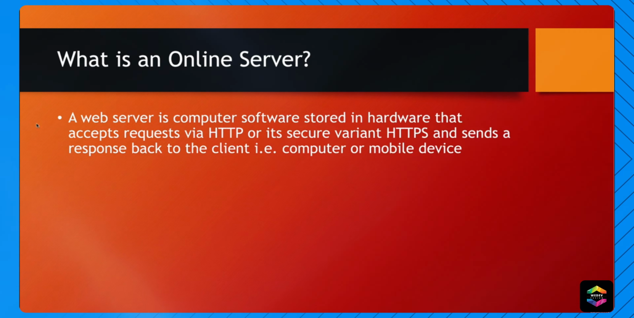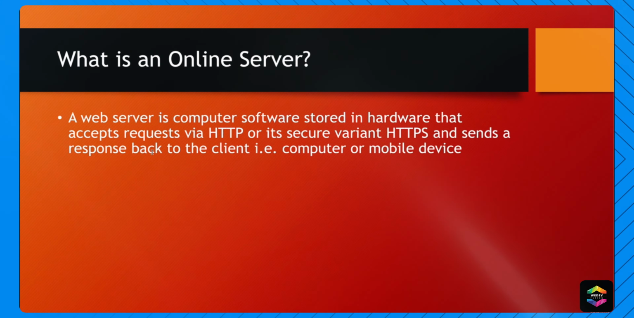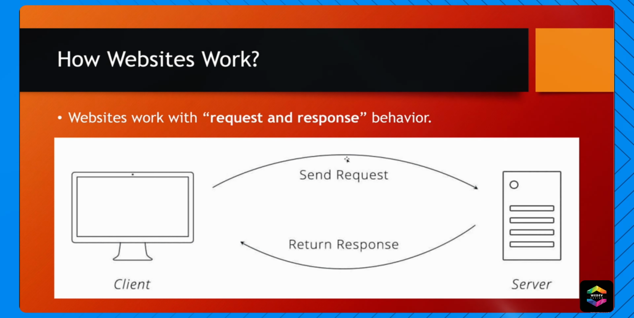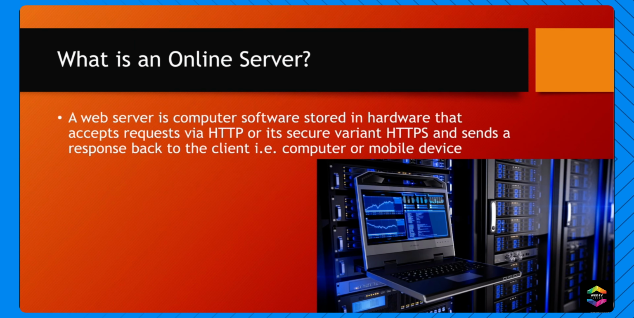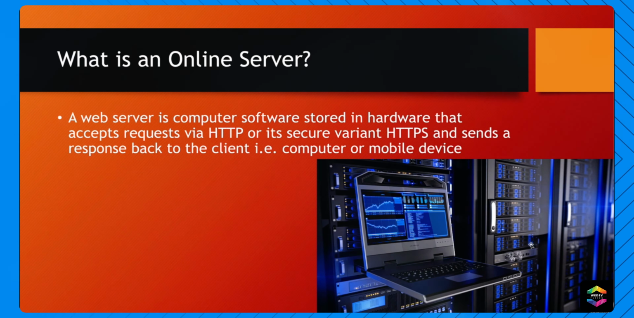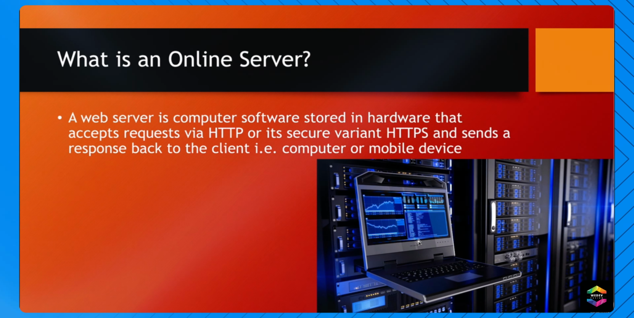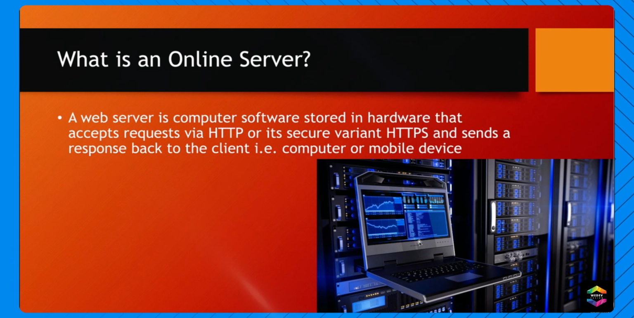So in other words, an online server is a computer software that is stored in hardware and that accepts requests and sends a response back to the computer. So the server accepts the request and sends the response back to the computer. Now this is an image of a server right here. You can see that there are so many servers right here, and they are managed by a single computer where you can monitor all the servers, you can shut down a server, you can restart a server, and so on and so forth.